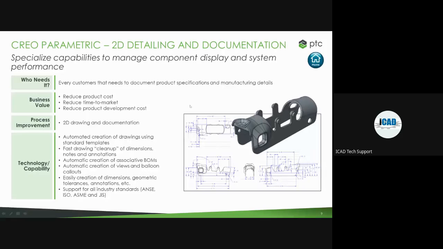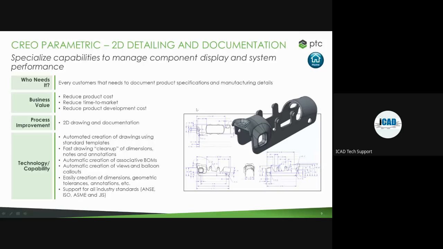In this 2D detailing and documentation, there are specialized capabilities to manage the component display and system performance. As I said earlier, every customer needs to document the product specification and manufacturing details. For that, we are using the technology and capability of automated creation of drawings using the standard templates. Some standard templates will be available. By using these templates, you can automatically create drawings in Creo Parametric also.